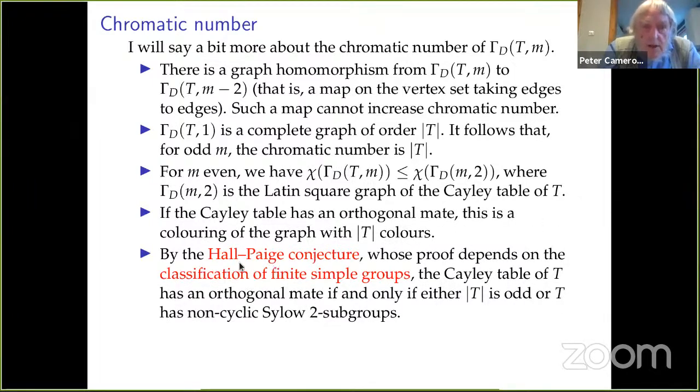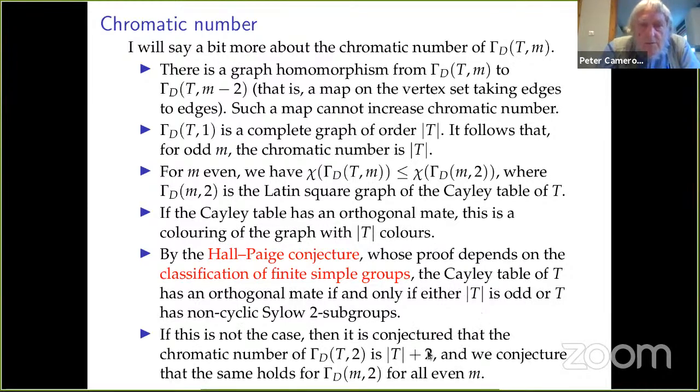And there's a famous conjecture, the Hall-Paige conjecture, made in 1955, only proved in 2009 using the classification of finite simple groups, that if the order of T is odd or T has non-cyclic Sylow two-subgroups, then the Cayley table has an orthogonal mate. So it has a coloring with that many colors. So the chromatic number of the diagonal graph will be the order of T. In other cases, we don't know. It's conjectured that you need just two more colors, but this is not known.